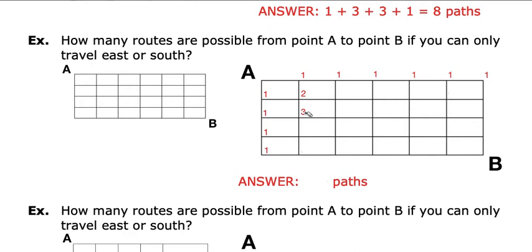Let's just check. Down, down, right. 1. Down, right, down. 2. Right, down, down, 3. Those are the only acceptable ways to get to this point given the constraints, moving right and down only. So that confirms that we have 1 and 2 adds to make 3, and we can do that for each of these positions. So 1 and 2 makes 3.